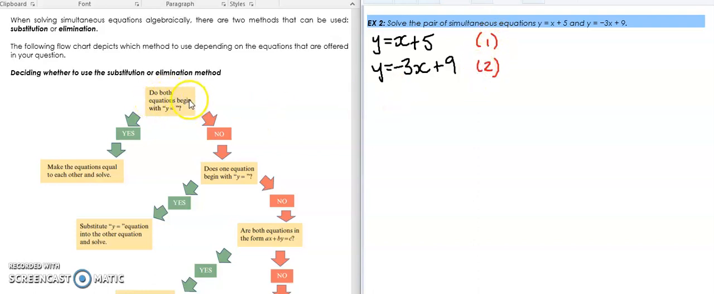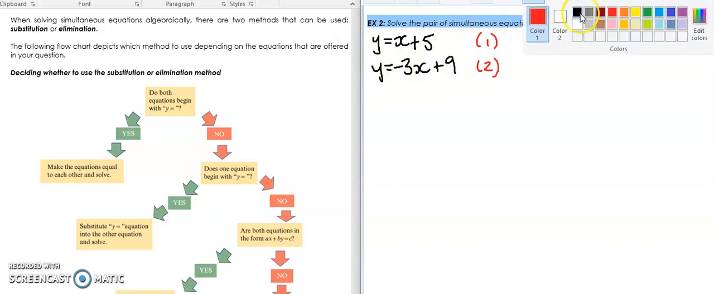Do both equations begin with y equals? Well, in this case, yes. So we can actually just go straight to what it wants us to do. Make the equations equal to each other, and then solve. Well, y is equal to x plus 5, and y is also equal to minus 3x plus 9.